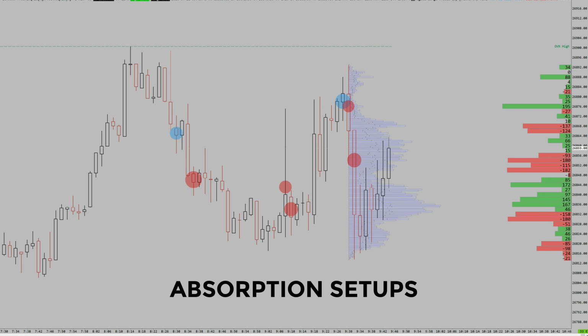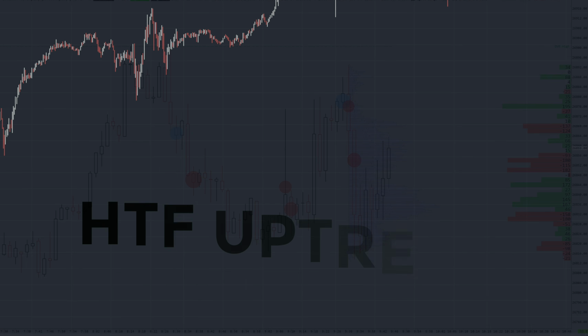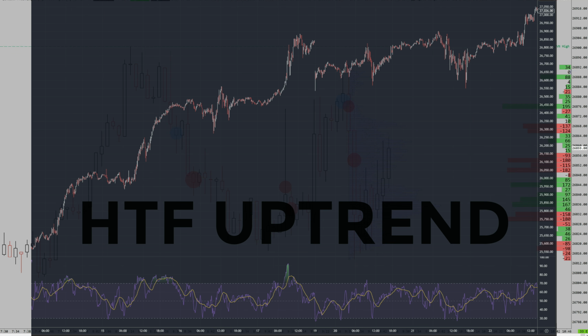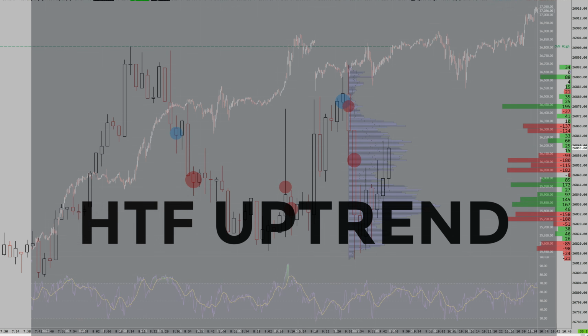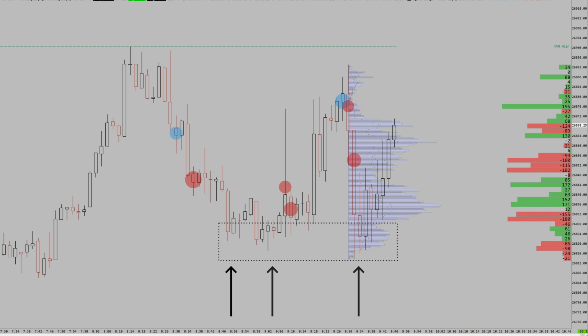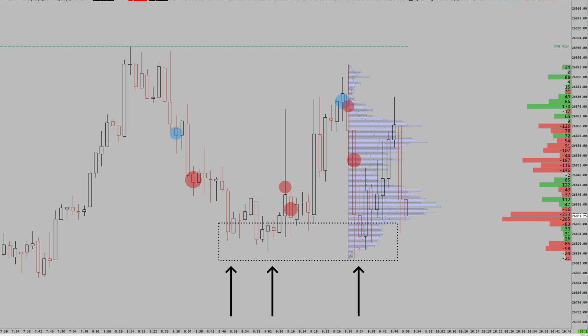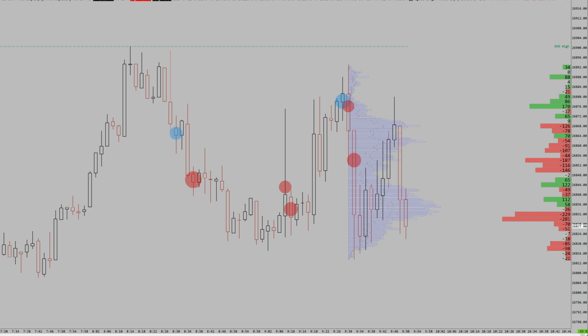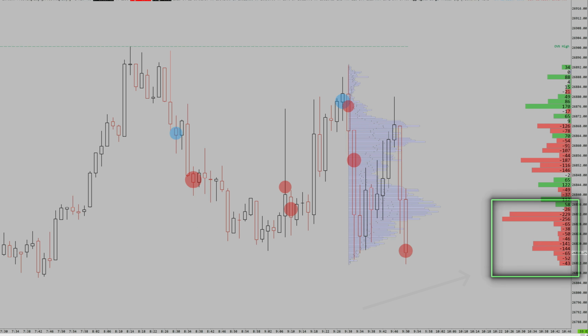Now let's look at 2 textbook absorption setups from this week and last week. First of all, at that point, we were in an uptrend, so we kind of want to look for longs until the market reverses. We have this zone right here that is acting as support where the market already rejected multiple times from. Now look what happens next. Let's stop here for a sec.